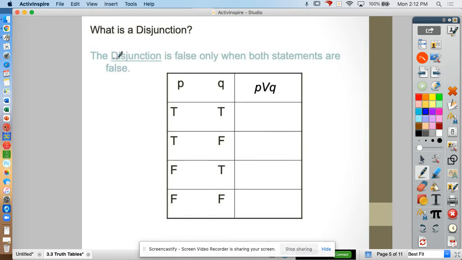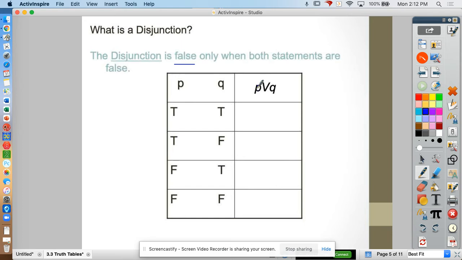And then our next one is a disjunction. The disjunction is false only when both statements are false. So see here again, we have this same setup. P: true, true, false, false. Q: true, false, true, false. Every time, that's the same setup.